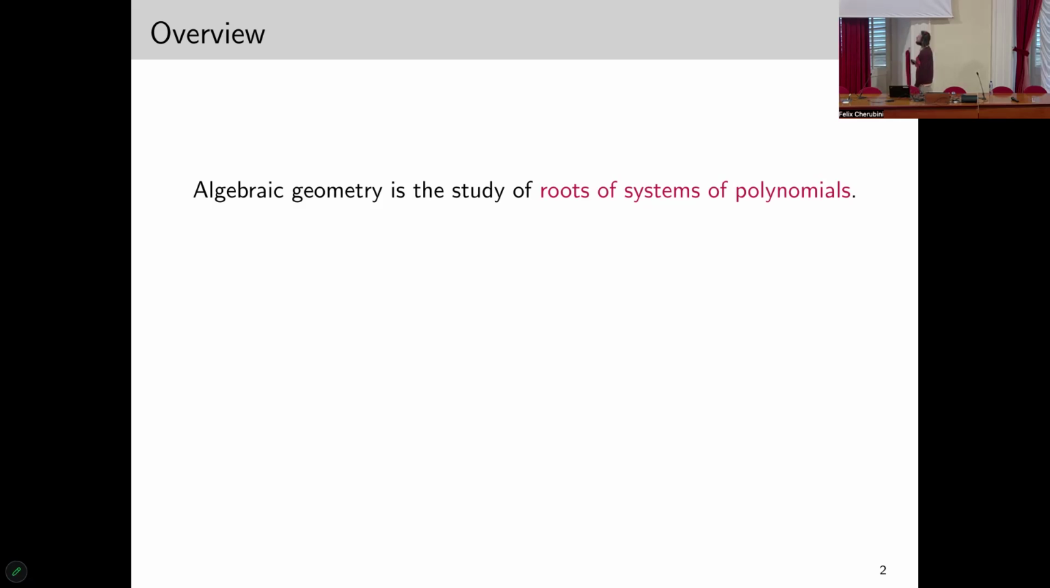Essentially, it's the study of roots of systems of polynomials. That's a bit reductive as a view, but good enough for this talk. Then it's called algebraic because we study polynomials, right? But why geometry? It's because the main methodology is to see these roots as forming a space and then use geometry to work with those spaces.